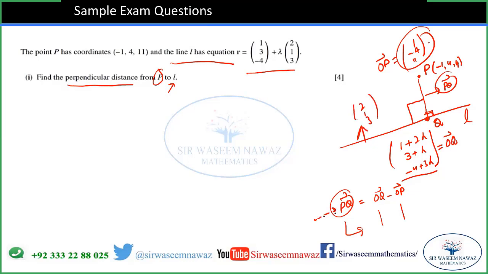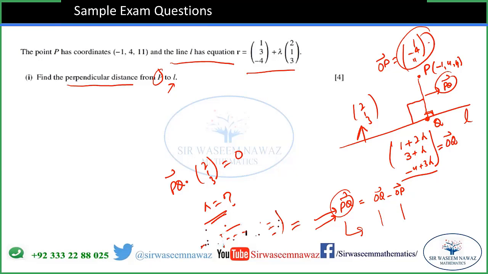So whatever vector you find for this PQ here, you will say that PQ dot (2, 1, 3) will equal 0. When you make it 0, there is only one variable here. You will find the value of lambda. And when you find the value of lambda, you will place it in this PQ equation. Then you will find the vector PQ, and when you find the vector PQ, you will find the magnitude. And this magnitude will be the shortest distance.